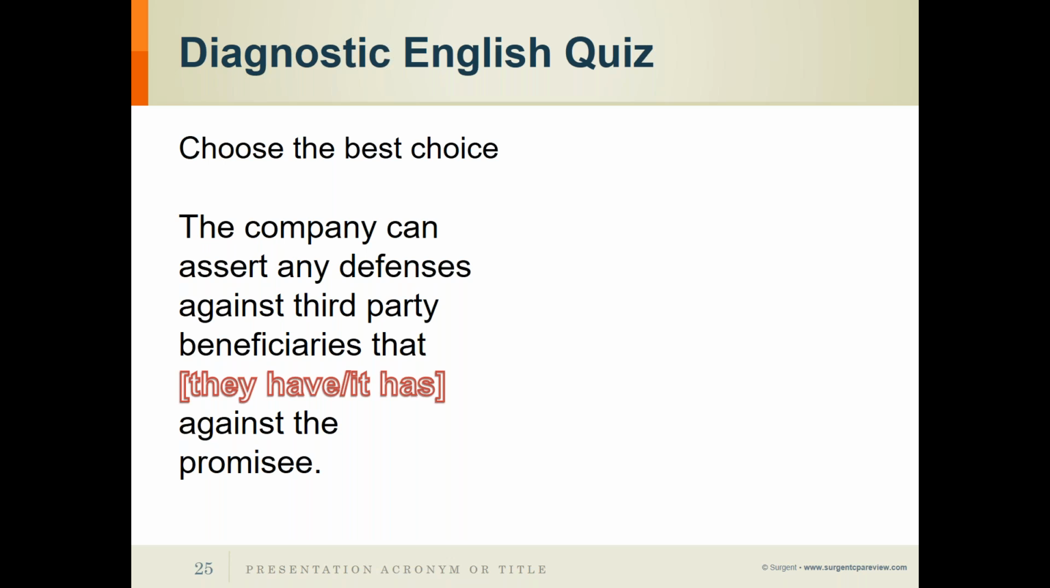Awesome. You guys are all guessing correctly. So the answer to this one is it has. So it goes back to who is it talking about, the pronoun. The company isn't a person, so it has against the promisee is the correct answer. All right, you guys did good on that one. Let's try the second one.